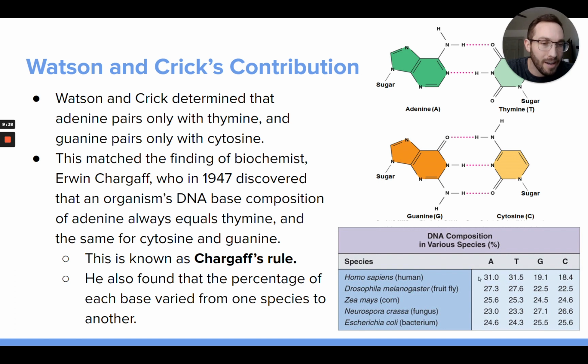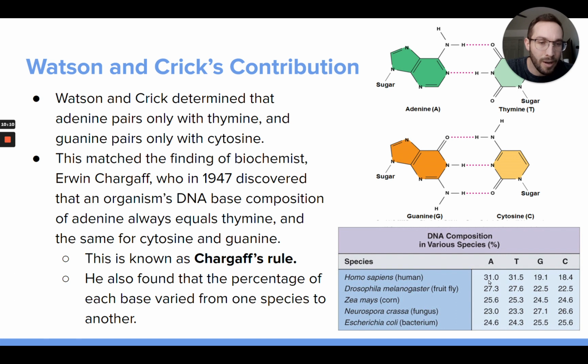Here's the percent of each of those bases in humans' DNA versus a fruit fly's DNA versus corn's DNA. And what he found is that the percent of adenine and the percent of thymine were always very, very similar. And the percent of guanine and cytosine were always very similar as well. And that was true for every species that he was looking at. For every species, the percent of adenine and thymine were always very, very similar. And the percent of guanine and cytosine were always very, very similar. And he also figured out, depending on the species, that those percentages are different.